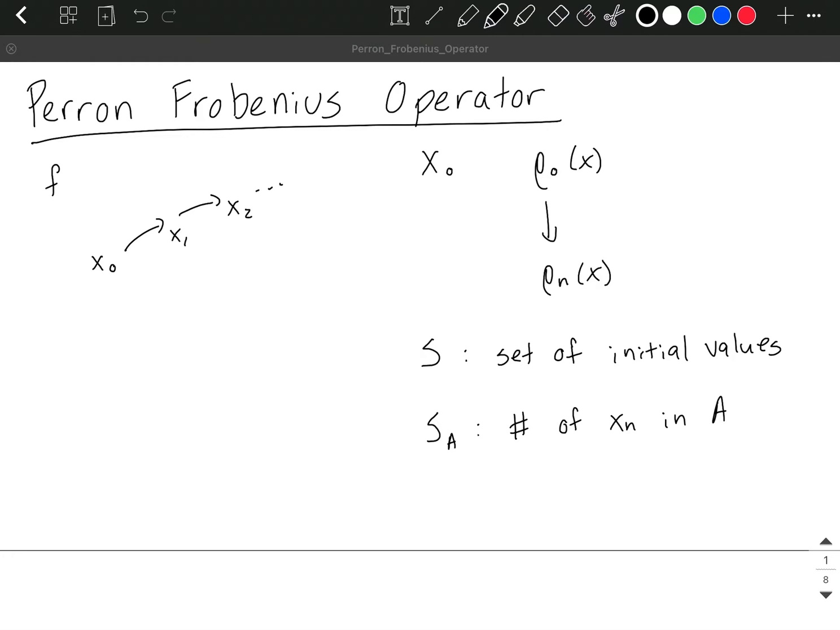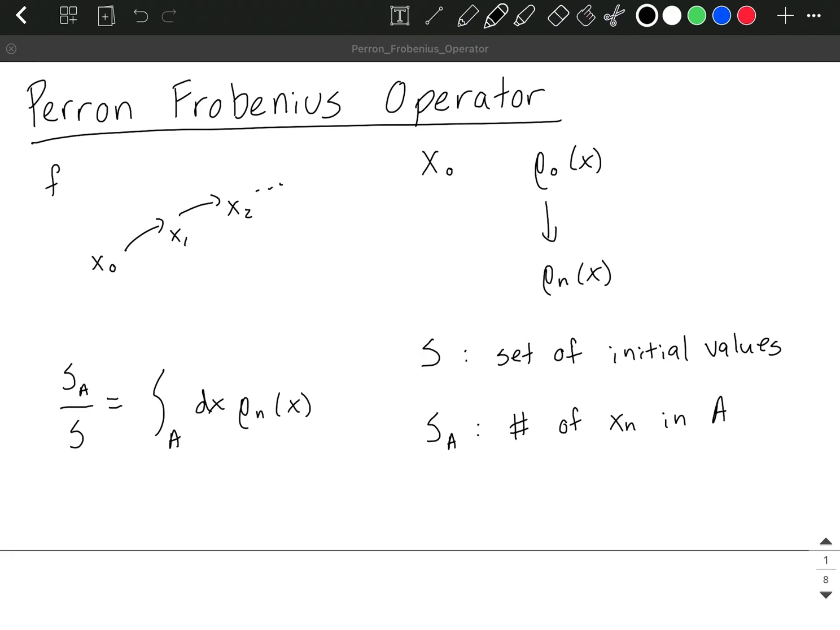Now, to more clearly define what our probability distribution is, we can talk about the relative frequency of iterates x sub n in subset A, and that is described by the following expression, where the number of iterates in A divided by the total number of values is equal to the integral over A dx of rho n of x. So this gives us a clear idea of what distribution exactly we're talking about.